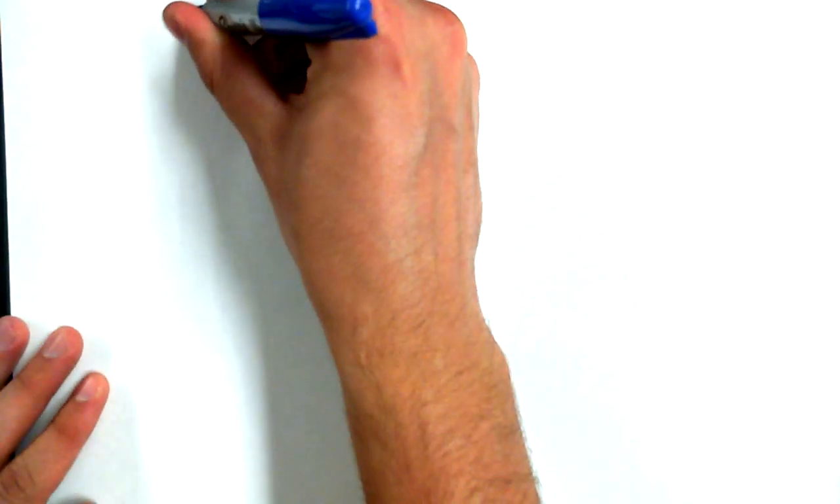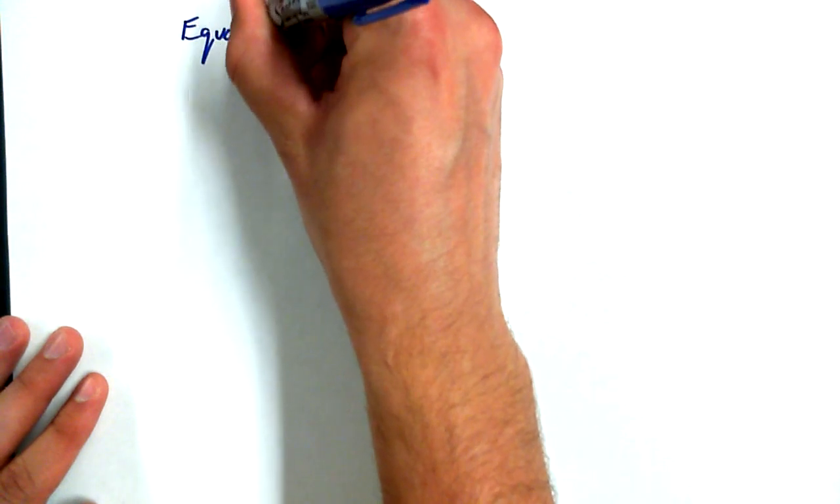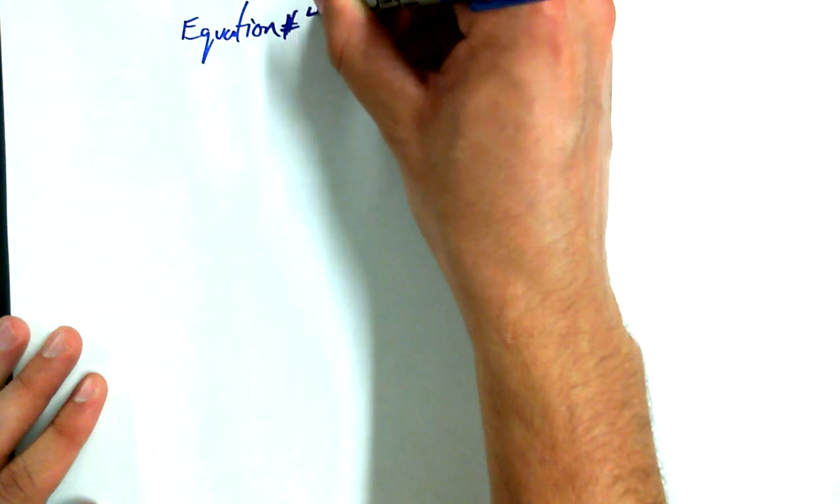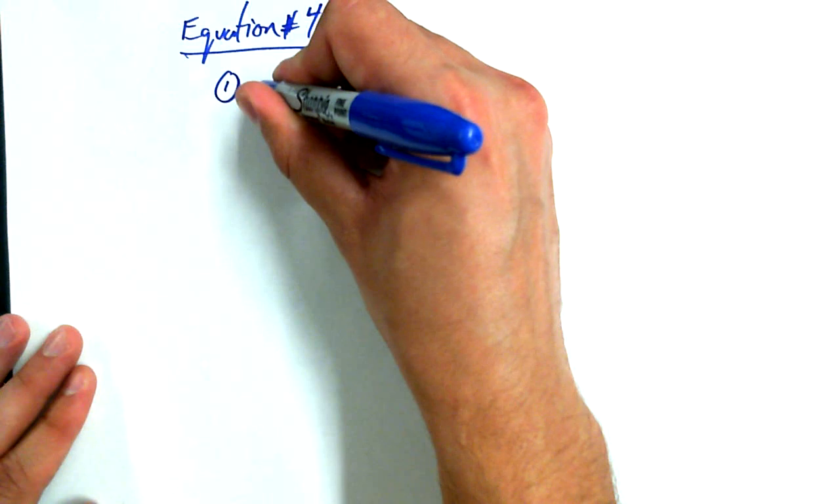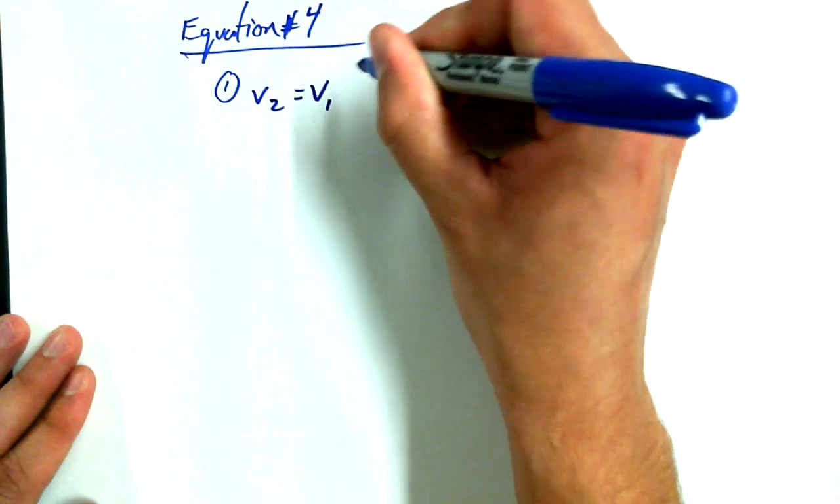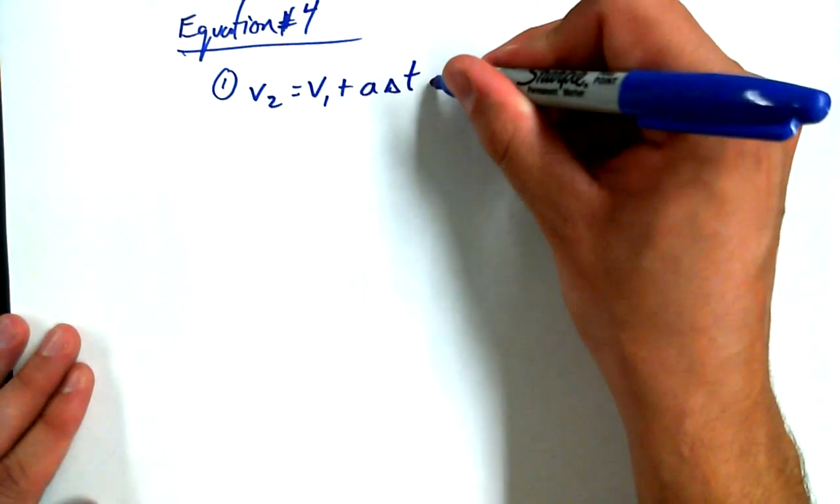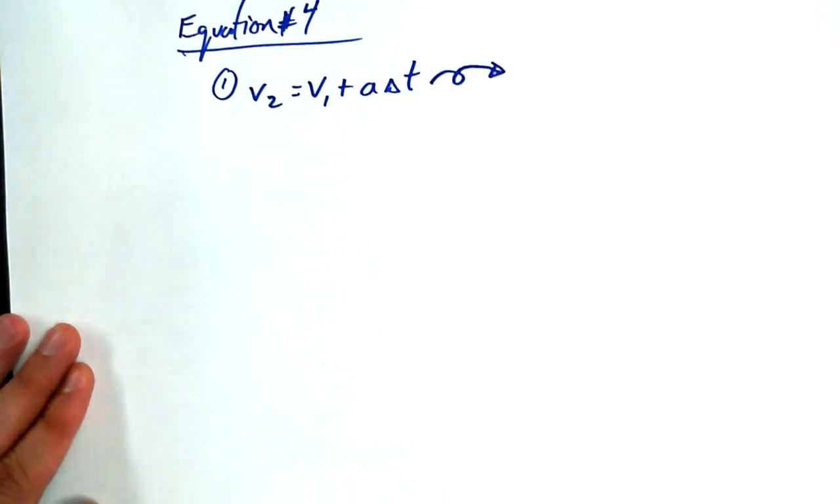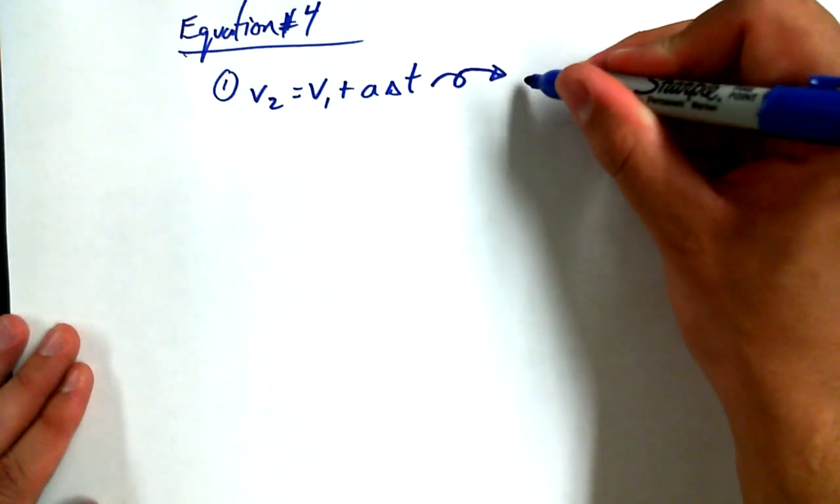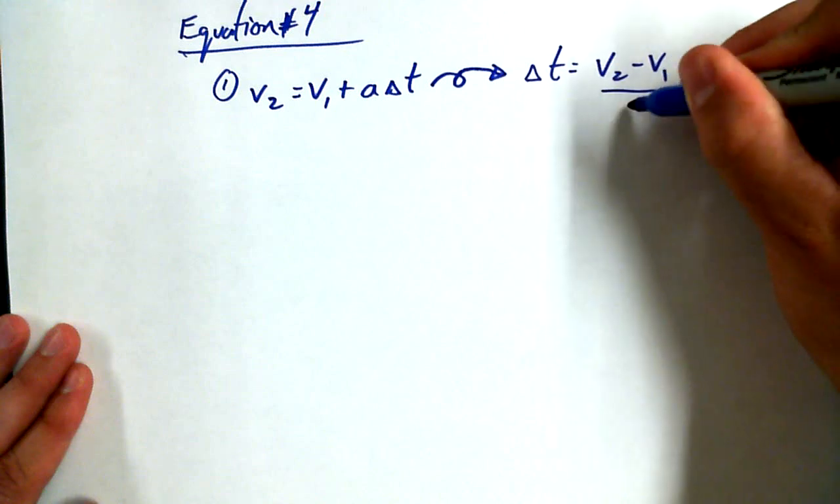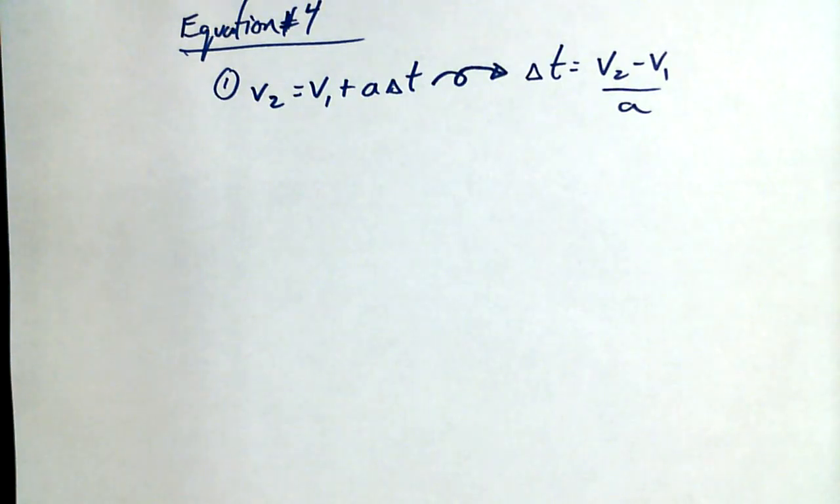All right, so equation number 4. I want to start off with what we called equation number 1 initially. It was V2 equals V1 plus A delta T. Little bit of algebraic gymnastics later, would you believe that I could get this to be expressed as delta T equals V2 minus V1 over A? Believable? Ripley's believe it or not.